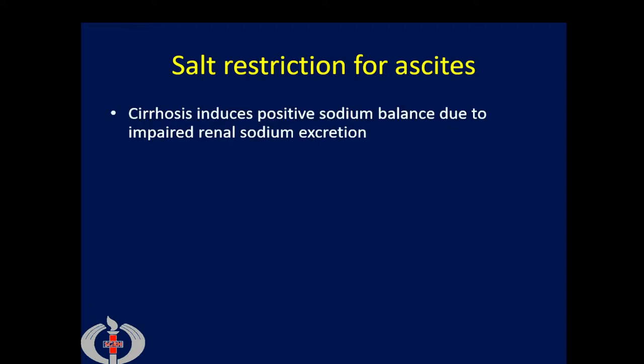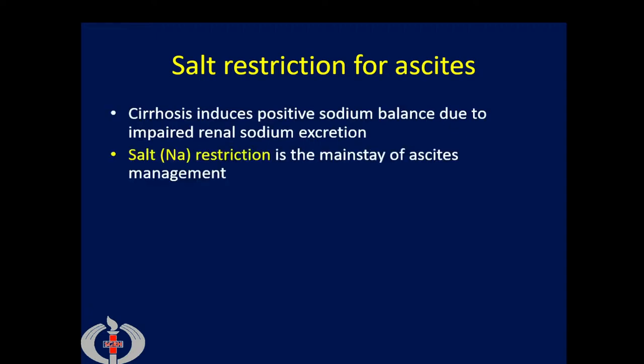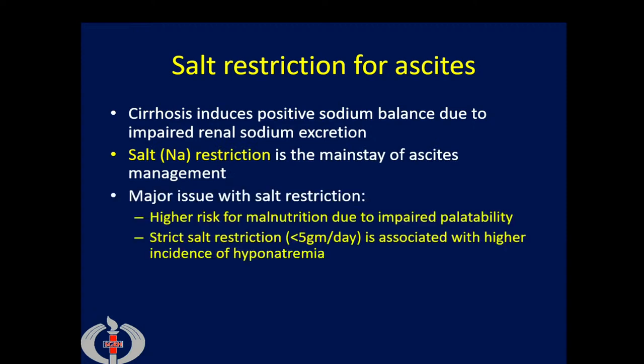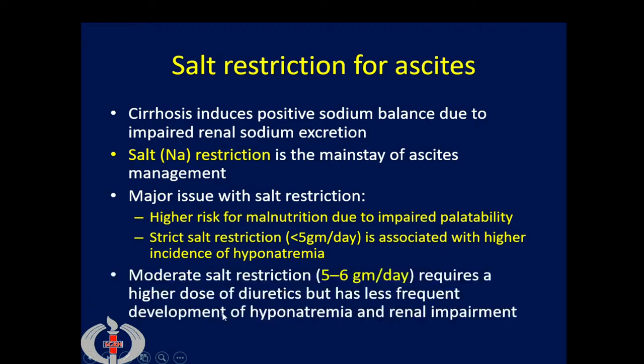Salt restriction for ascites. Cirrhosis induces a positive sodium balance due to impaired renal sodium excretion. So salt restriction is the mainstay of ascites management. However, major issues with salt restriction is that there is a higher risk of malnutrition due to impaired palatability. So a strict salt restriction should not be advised because it is associated with higher incidence of hyponatremia. So moderate salt restriction up to 5 to 6 grams is better, and we can take care of ascites by increasing the dose of diuretics.